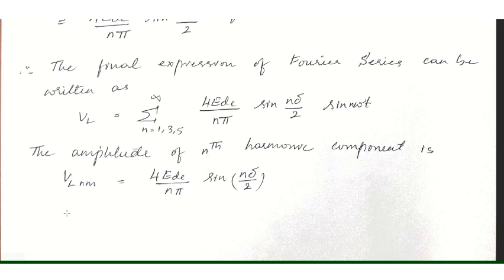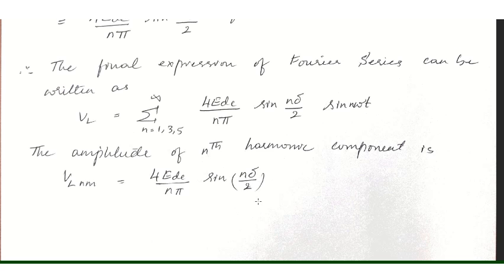What if I have to remove the third harmonic in the output voltage? What do I have to do in this expression? I have to substitute n equal to 3, right? The third harmonic component magnitude will be equal to 4E_DC by 3π sin(3δ/2), isn't it? Wherever n is there, we substitute 3. Now, if I have to remove this third harmonic component, what has to be done? We know that sin π is equal to 0, isn't it? So that means sin(3δ/2) should be equal to π.